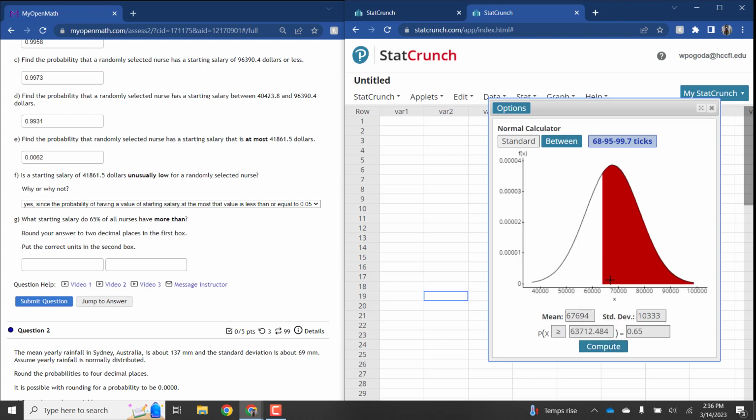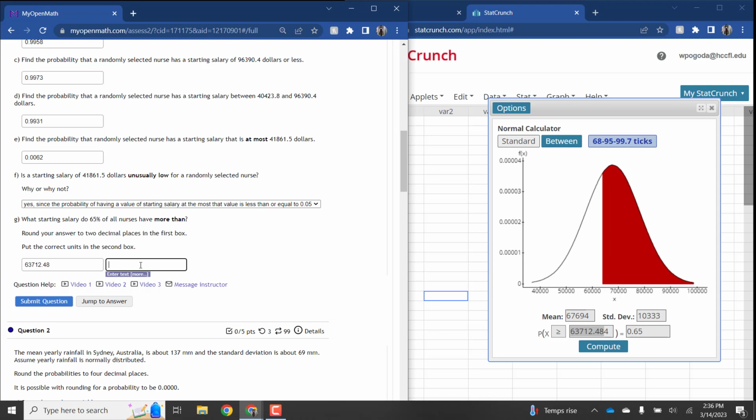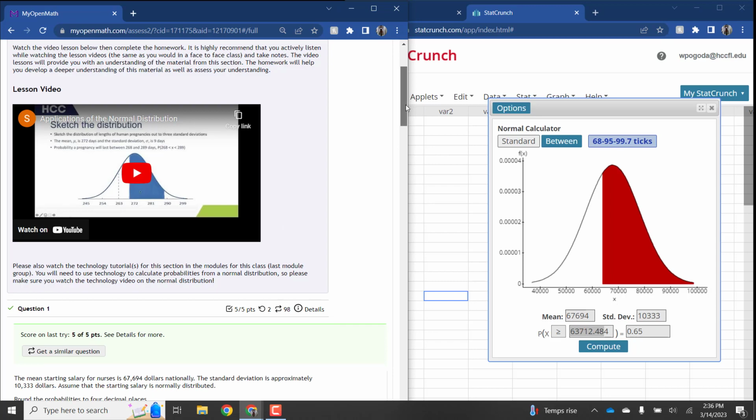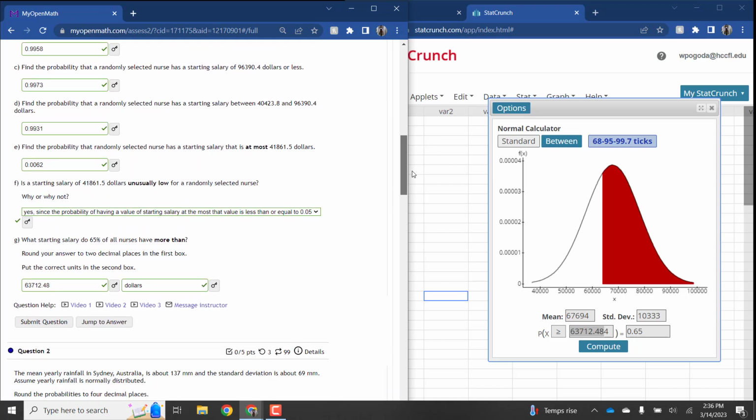All right, so you can see here, it looks like the area to the right is about 65%, and that number is $63,712.48. It tells me to round to 2 decimal places, so that's where I'm going to round to. And this is measured in dollars. Okay, and hopefully we did that correctly. Let's see, yep, it says that we got this all right.